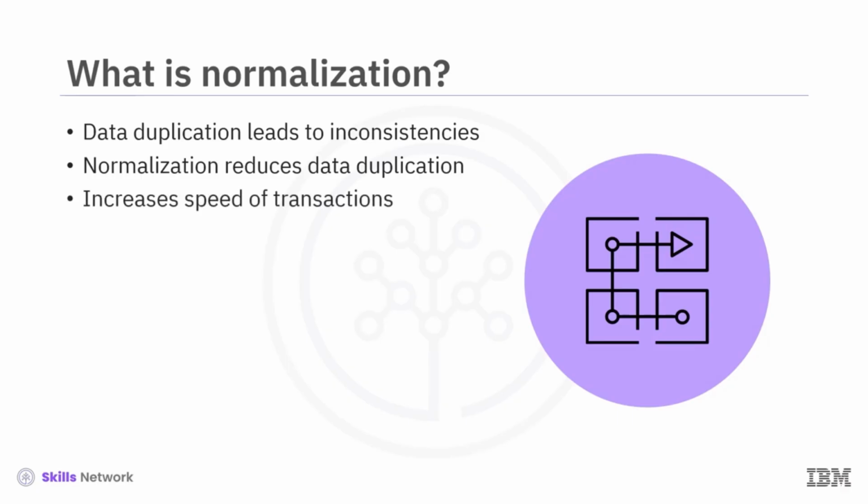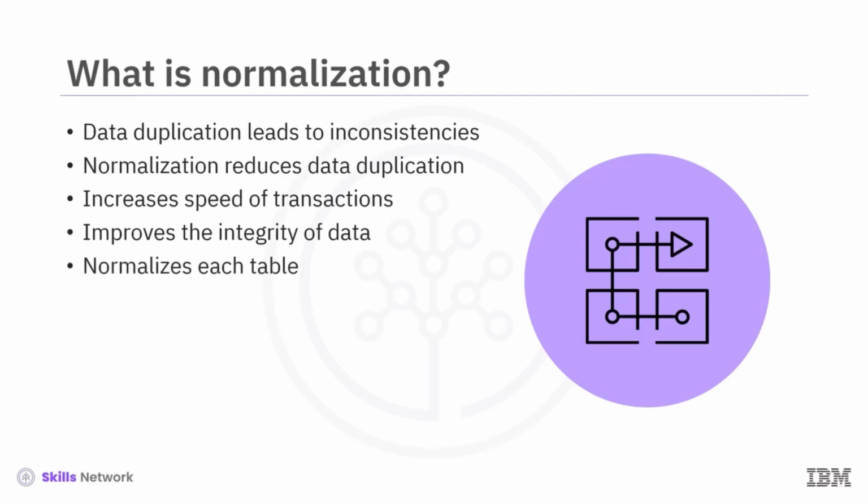Normalization helps speed up transactions because you perform updates, additions, and deletes only once on a normalized database. It also improves data integrity because it reduces the chance of a change being made in one place but not in another. As you begin the normalization process, it's important to recognize that you focus on normalizing each table until you reach the required normal form level. Normalization usually results in creating more tables, and once all the tables are normalized, you will have a normalized database.